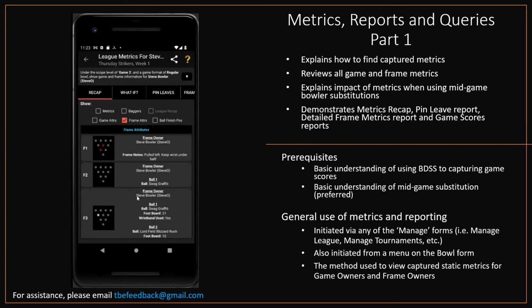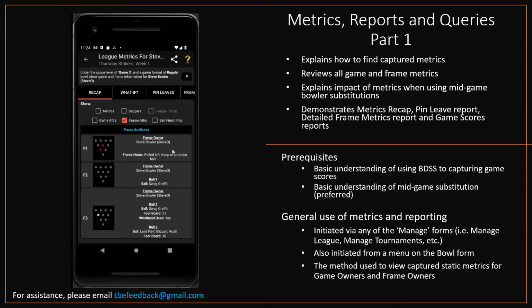Frame attributes is only available when a game scope is selected, and it will show attributes regardless of the selected frame owner. For all frames, it will show the frame owner along with the frame attributes and frame notes if they're available. Frame attributes are only available for games bowled by pinfall entry. Games bowled using quick score entry will not have frame attributes.